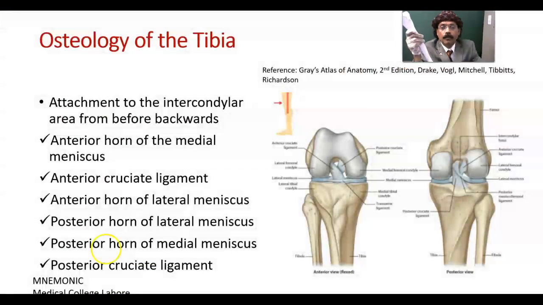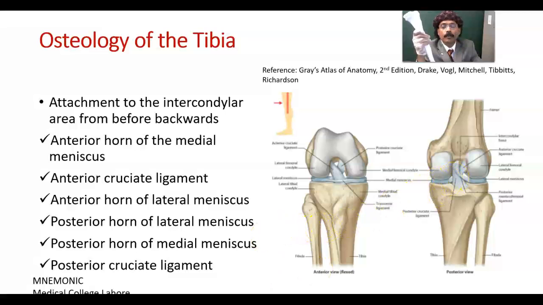From before backward: the anterior horn of the medial meniscus, this is the medial meniscus; then the anterior cruciate ligament; then the anterior horn of the lateral meniscus; then the posterior horn of the lateral meniscus; then the posterior horn of the medial meniscus; and then the posterior cruciate ligament.